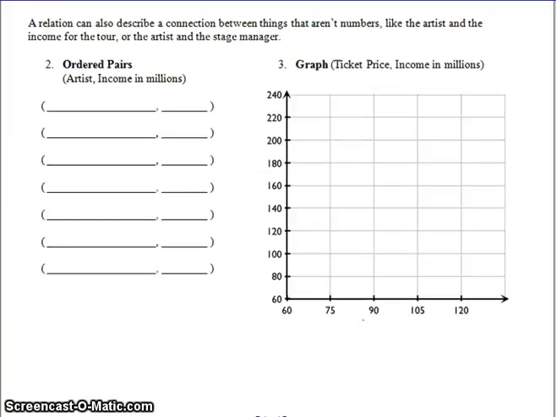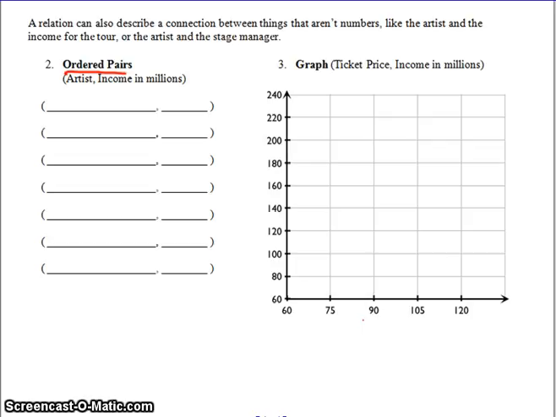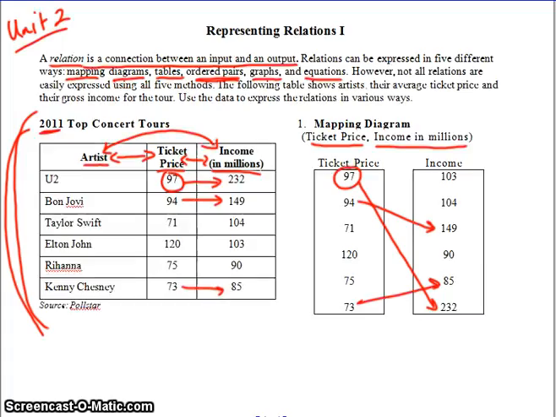A relation can also be described by a connection of things that aren't numbers, like the artist and the income for the tour, or the artist and the stage manager. So we're going to look at ordered pairs now, as the second one, and we're still going to use this table here. We want to relate artist to the income in millions. So let's look at our artists. We have U2, Bon Jovi, Taylor Swift, Elton John, Rihanna.